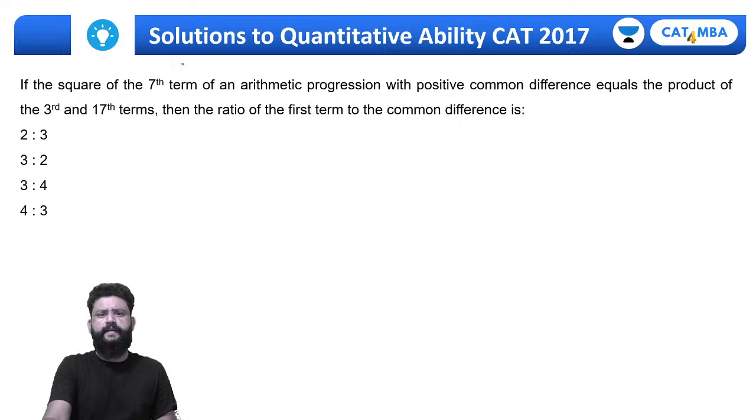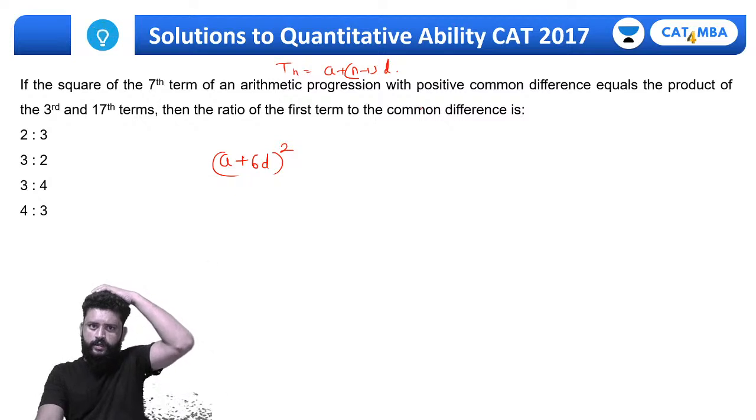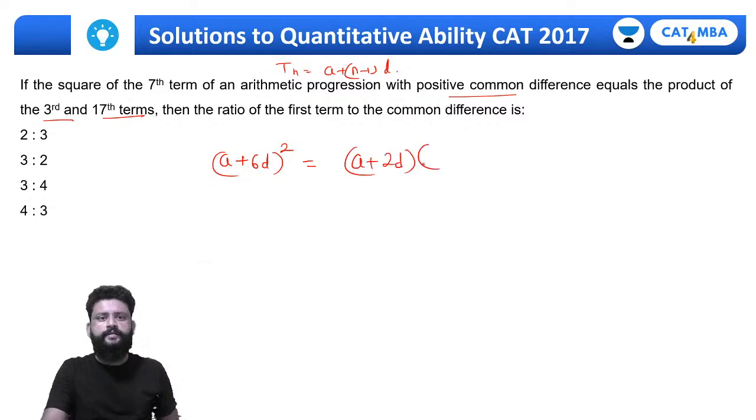What is the 7th term of an arithmetic progression? The nth term of an arithmetic progression is a plus (n minus 1)d, right? So the square of the 7th term, that is (a plus 6d) whole square, must be equal to the product of the 3rd and 17th term. The 3rd term is a plus 2d and the 17th term is a plus 16d.